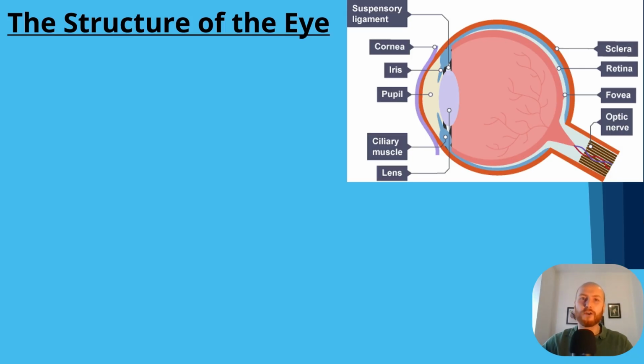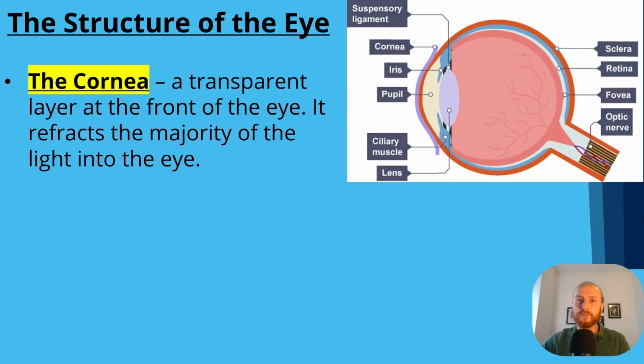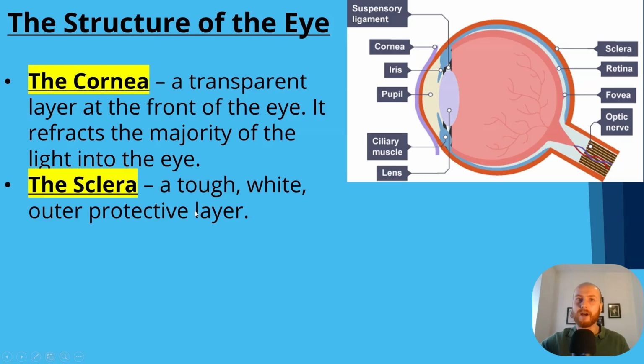Now, let's take a look at the structure of the eye first of all. At the front of the eye, we have the cornea. It's a transparent layer and it refracts the majority of the light into the eye. And refract is another word for bend or change the angle of the light. Now, the sclera is a tough, white, outer protective layer. And if you ever do a dissection of the sclera, you'll realise it's very tough. And I don't know about you, but I'm glad my sclera is tough so that my eyes are strong.